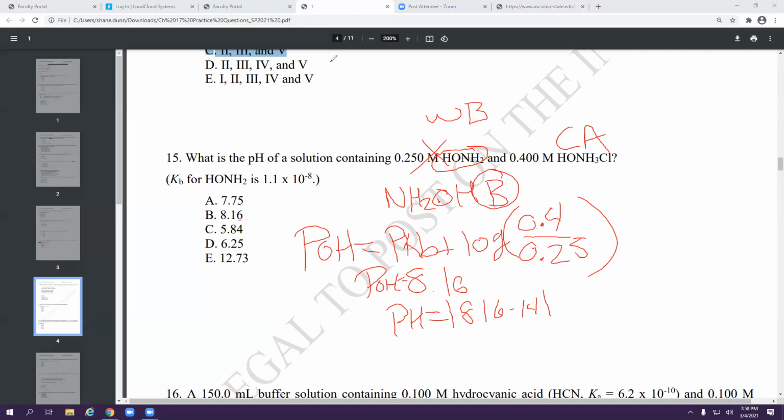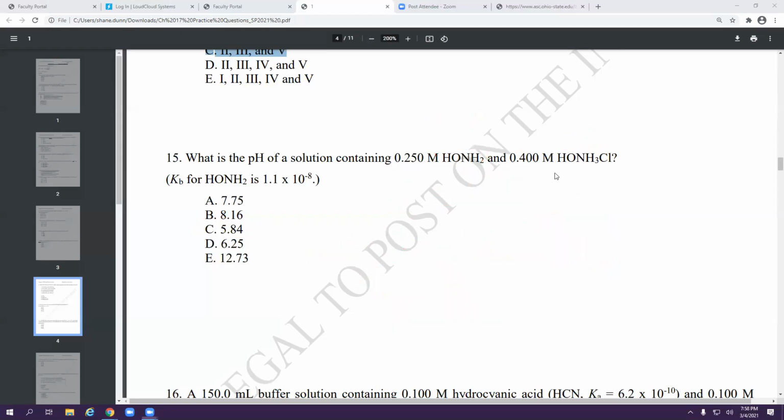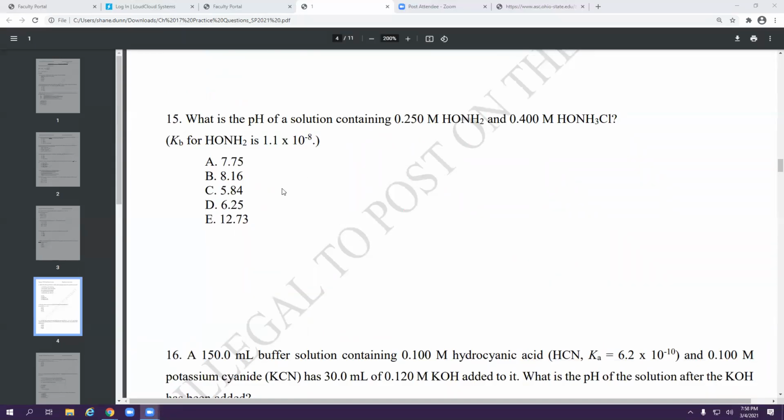So the answer is C. If you maybe decide to go with the H, it's gonna be A, you would just flip it again. Okay. Moving on. It's the conjugate acid over the base. It's going to be this guy over this guy, 0.4 over 0.25. Okay. The answer is C.